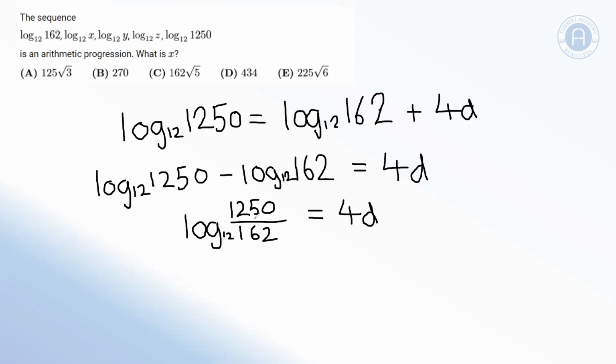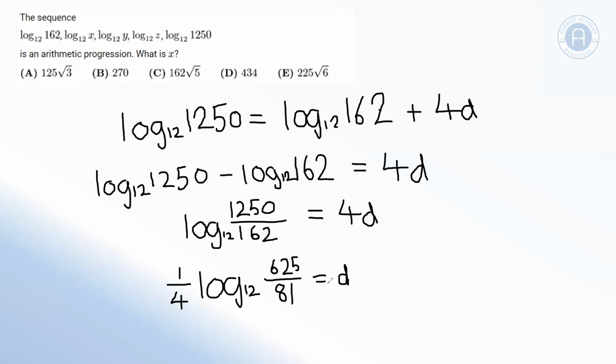Now we can simplify that division slightly. If we simplify it as a fraction, we can get 81 on the bottom, and the top, if I divide that by 2, I'm going to get 625. I'm also going to divide both sides by 4, so I can have a quarter. A quarter of log base 12 of 625 over 81 is equal to d.